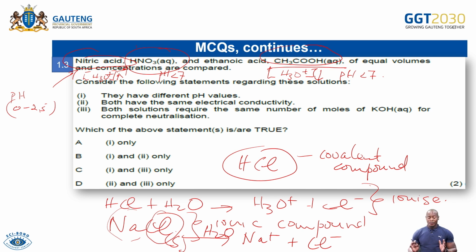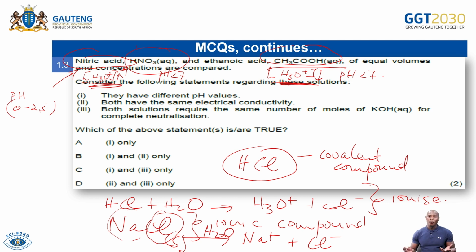And then you are having nitric acid, which is a strong acid, so it ionizes completely in water to form a high concentration of hydronium ions. But when it comes to ethanoic acid, it ionizes incompletely in water to form a low concentration of hydronium ions, right? So there's a low concentration of hydronium ions when it comes to ethanoic acid. There's a high concentration of hydronium ions when it comes to a solution of nitric acid, all right?